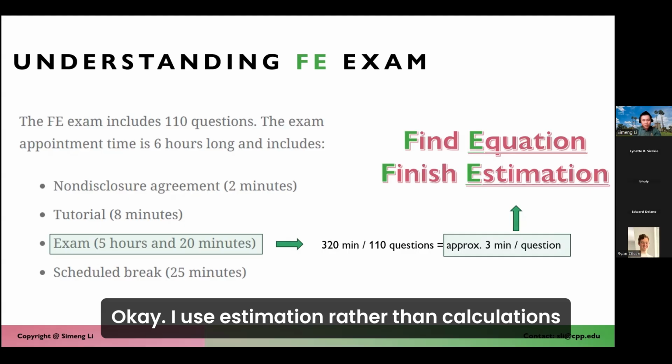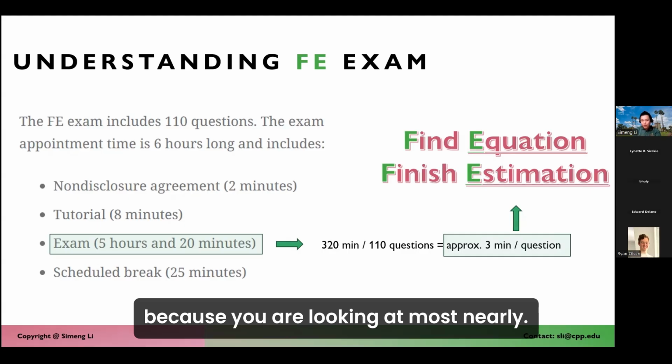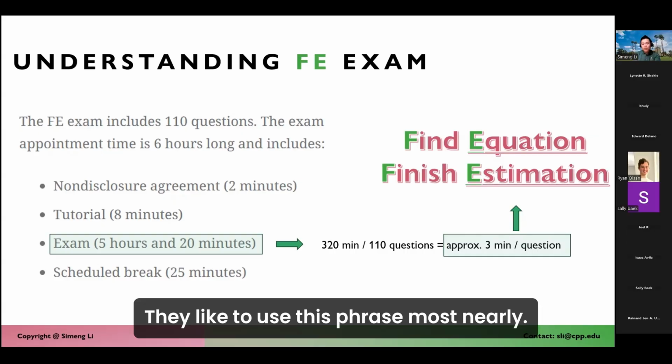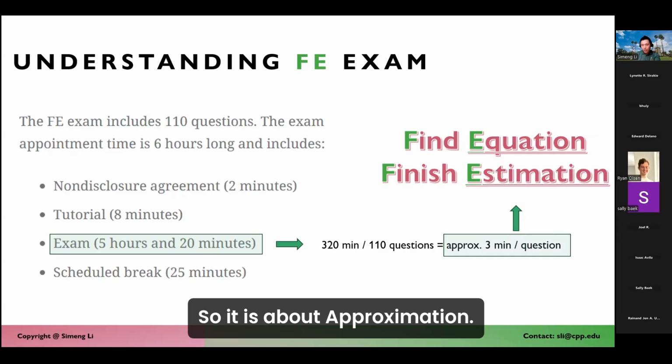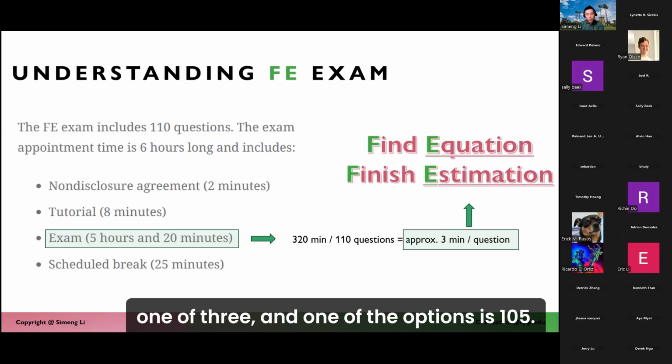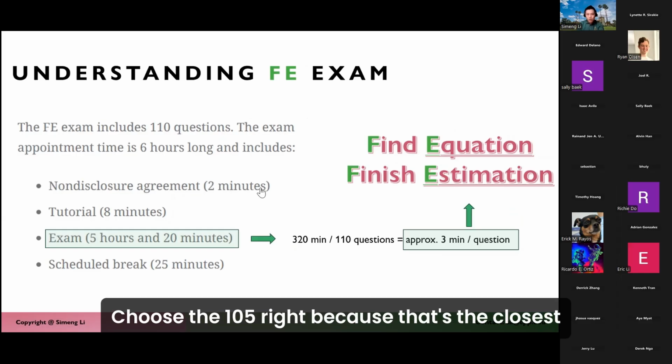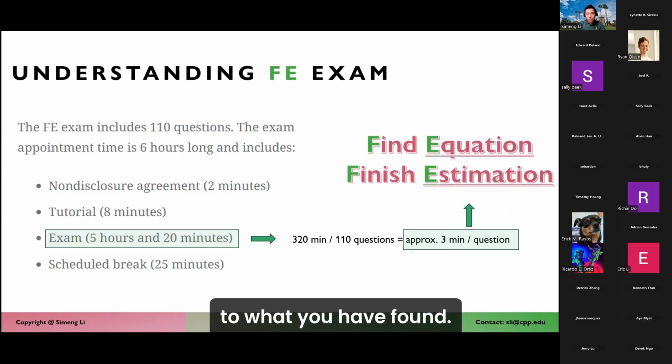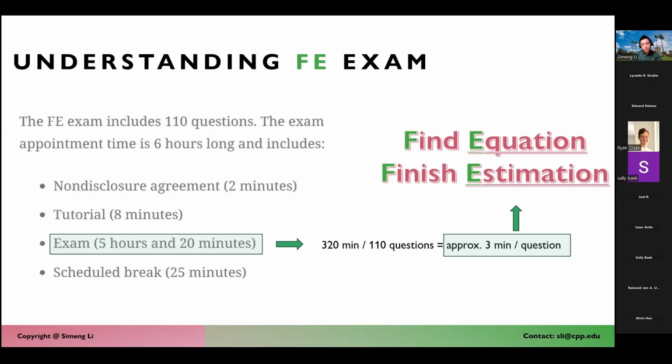Okay, I use estimation rather than calculations because you are looking at "most nearly." They like to use this phrase, "most nearly." So it is about approximation. You may get a number from your calculation, 103, and one of the options is 105. Choose the 105, right? Because that's the closest to what you have found.